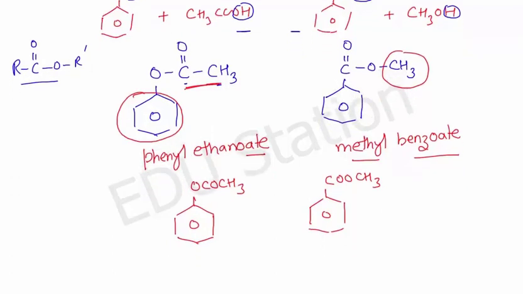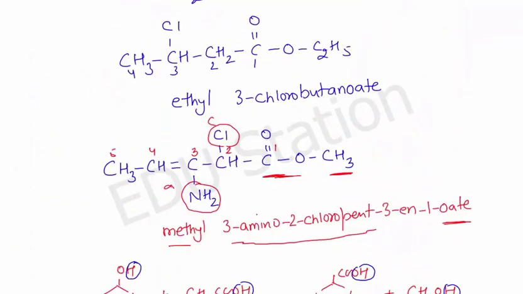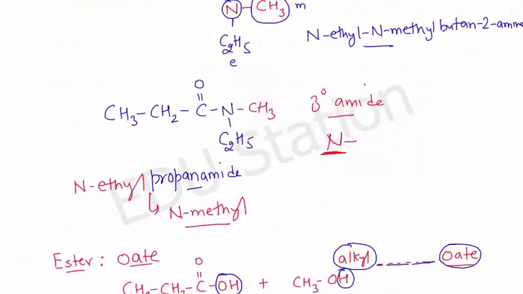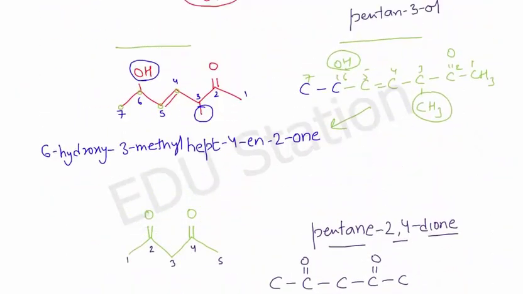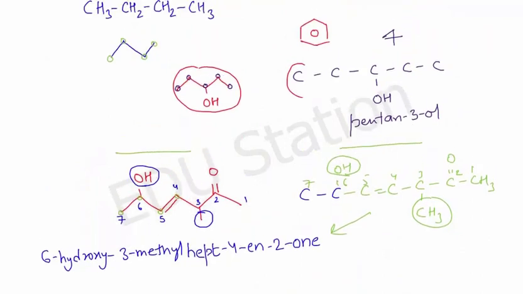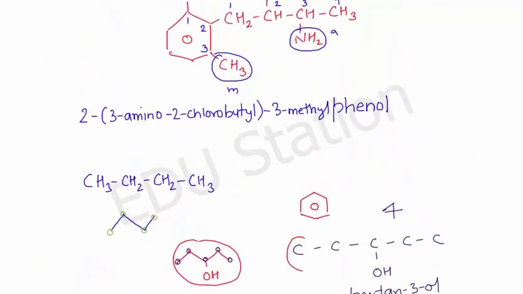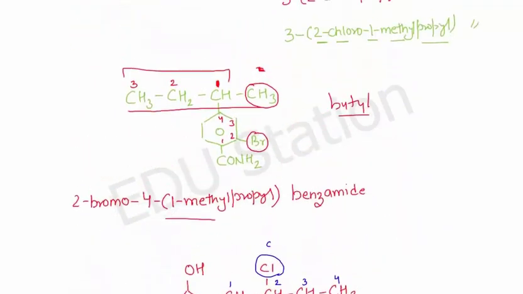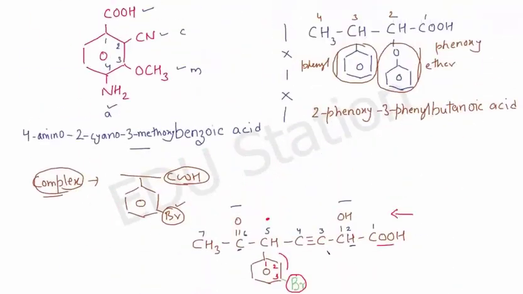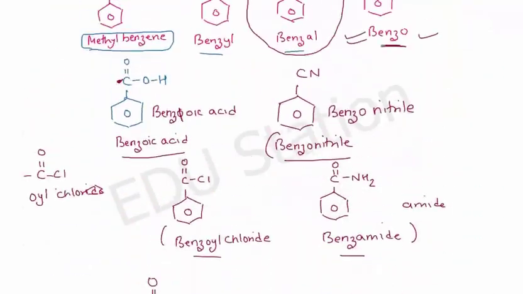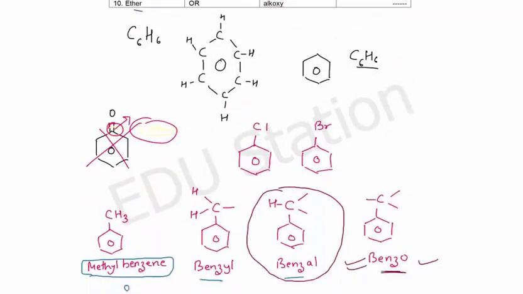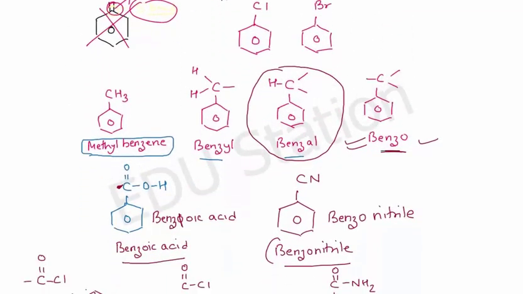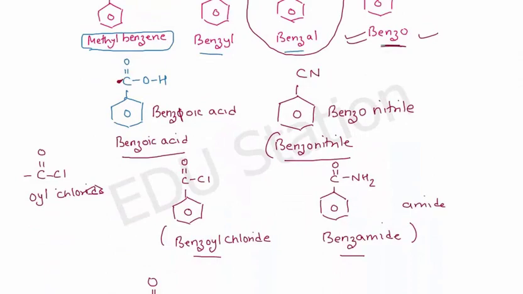Now practice bond line thoroughly, because a lot of times these days names are coming through bond line. And aromatic naming is very similar to aliphatic. The preference order and everything remains the same. You have to memorize the preference order, but aromatic is slightly tricky because you have benzaldehyde or phenol, those names have to be memorized.